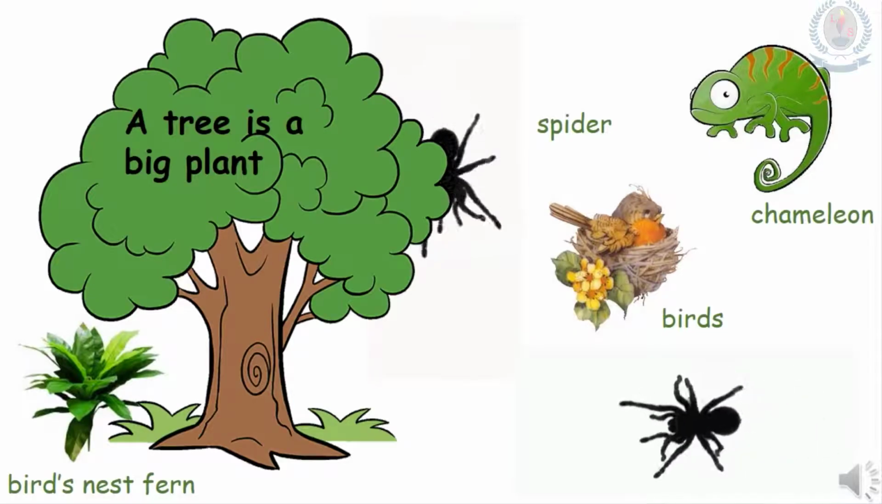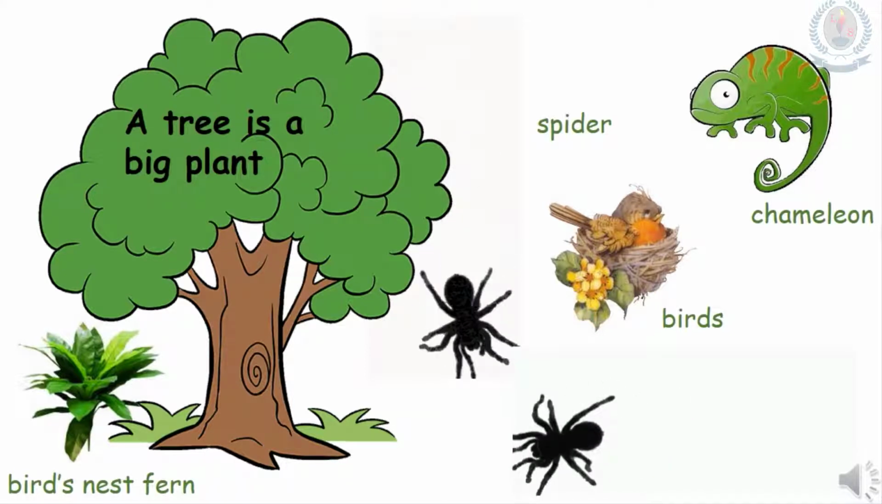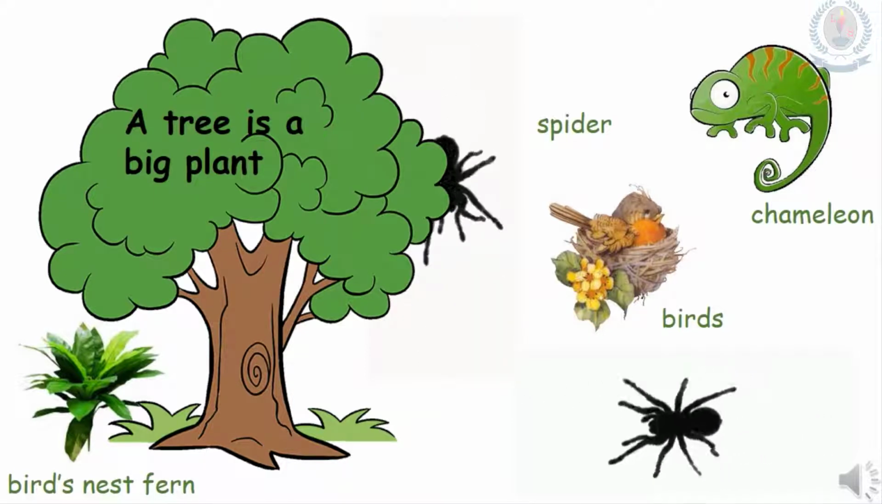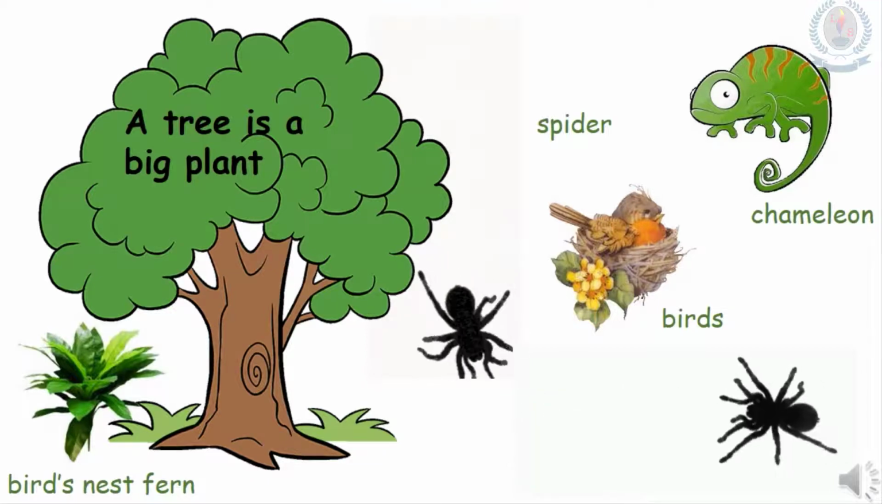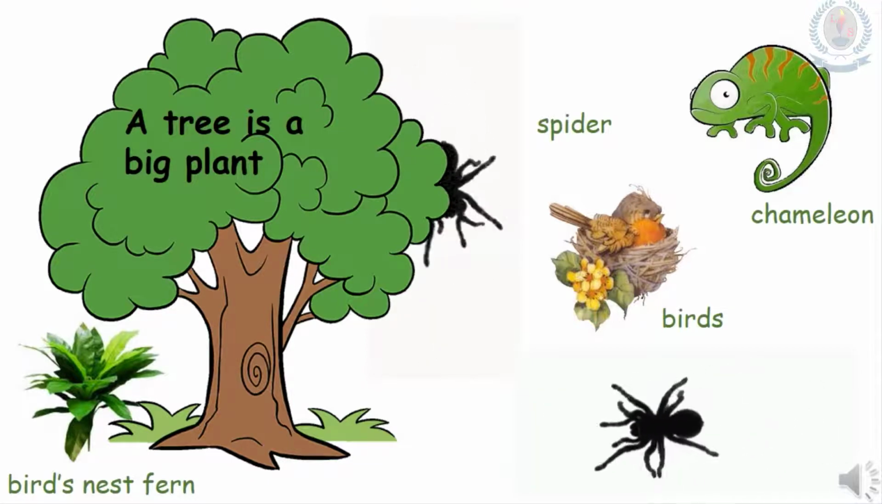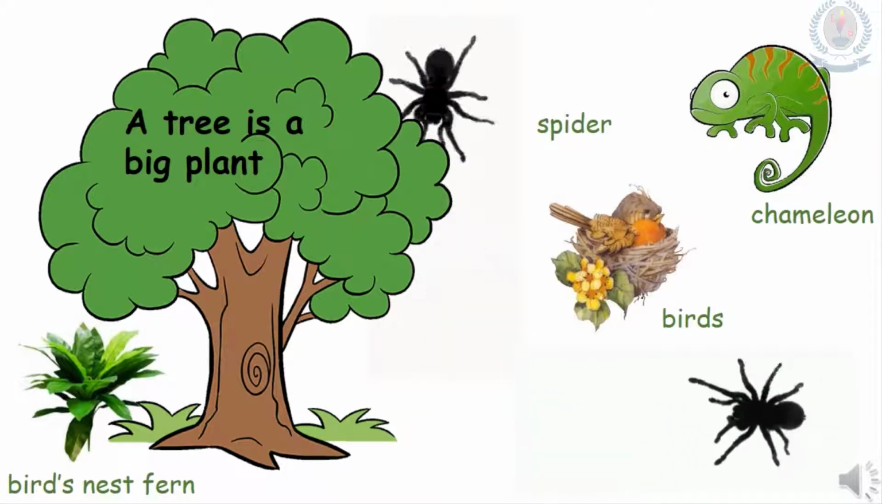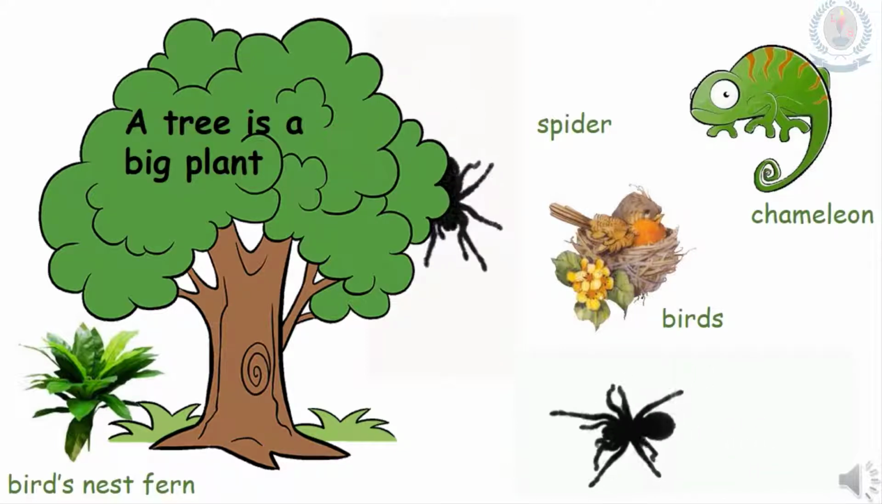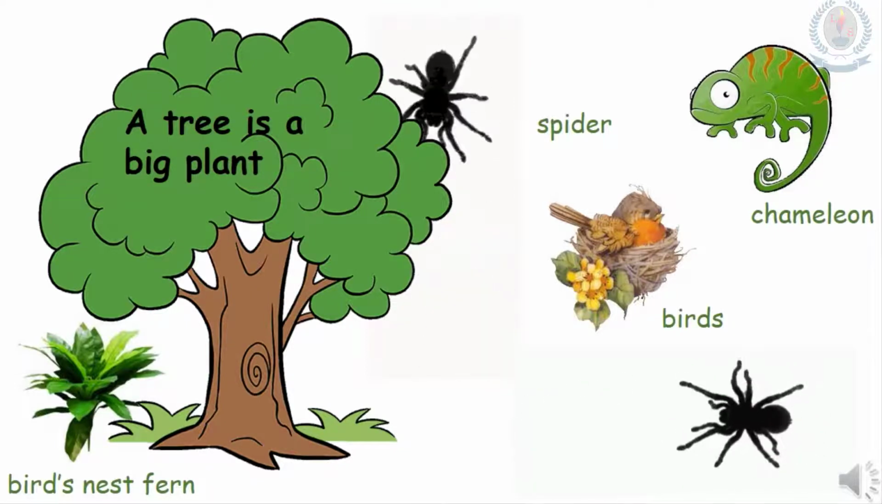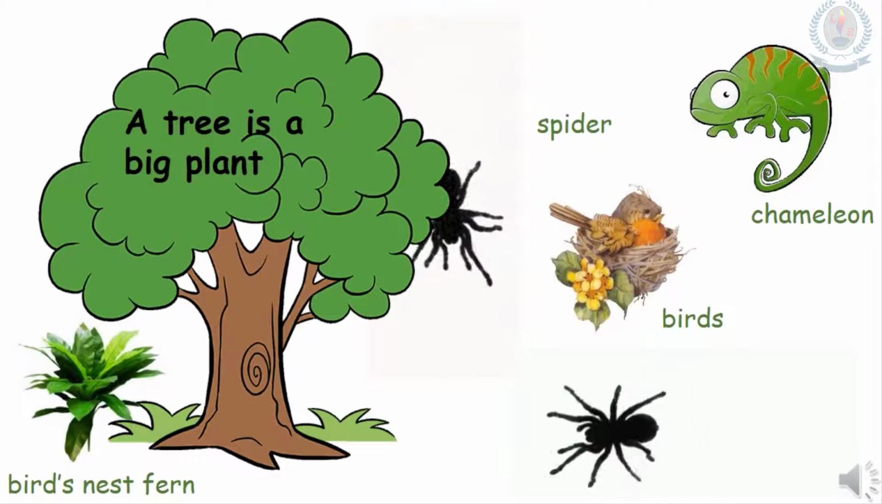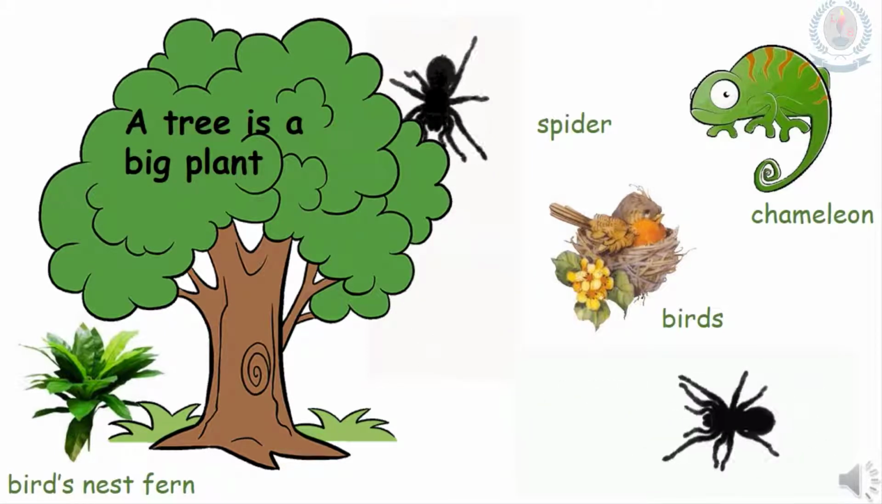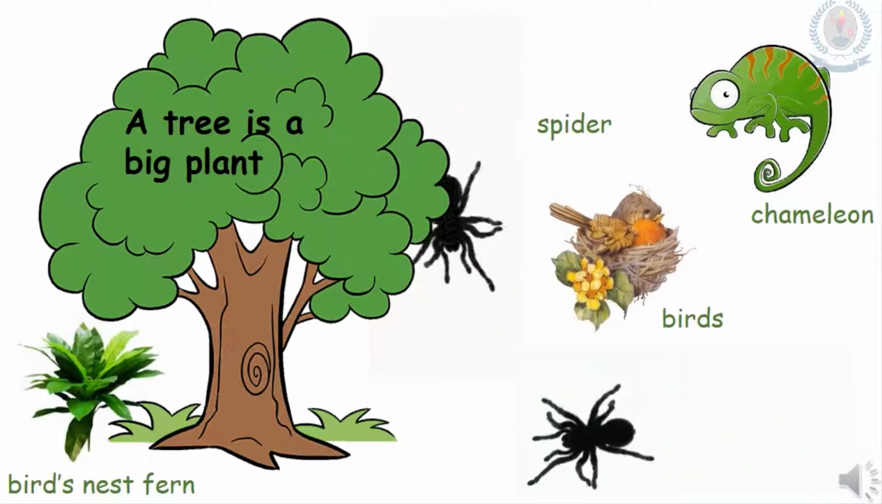Let's look at some environments and the living things found there. Look up a tree. We can see bird's nest fern, spiders, birds, and chameleons living there. Ooh, a spider. Do you know that spiders spin a sticky web to trap insects?